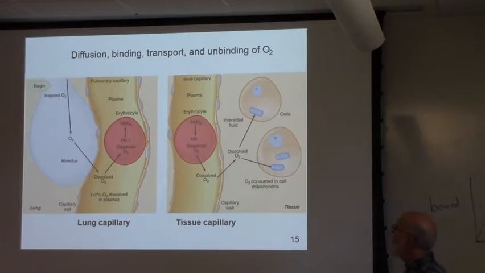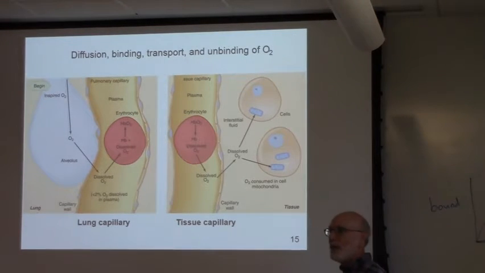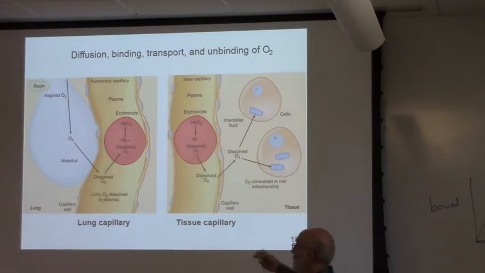Pretty easy. And now, what is the name of the process that brings this red blood cell from the lungs to the tissue? Blood flow. I mean, blood, right? Blood flows from the pulmonary capillaries to the tissue capillaries.